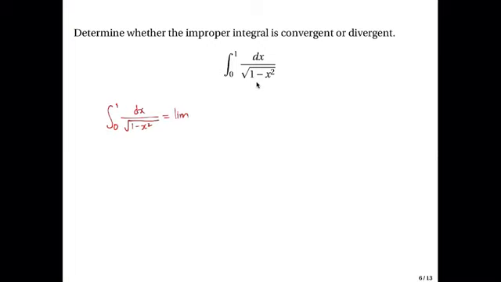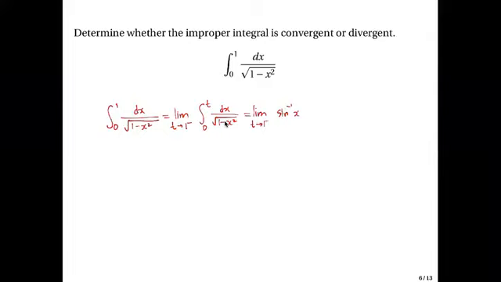This is equal to the limit as t goes to 1 from the left of the integral from 0 to t of dx over square root of 1 minus x squared. If you remember, this integral here is the inverse of sine. So this is the limit as t approaches 1 from the left of sine inverse of x.